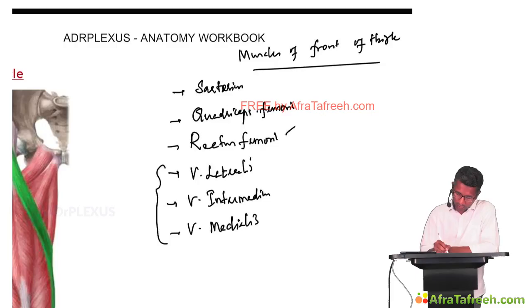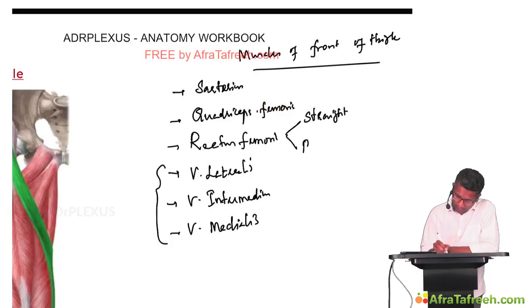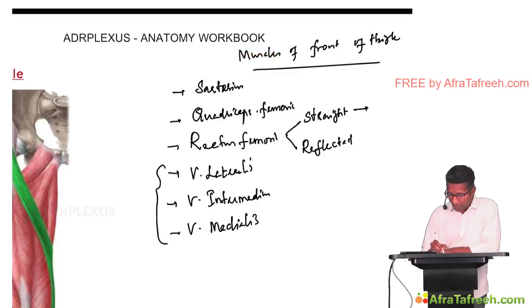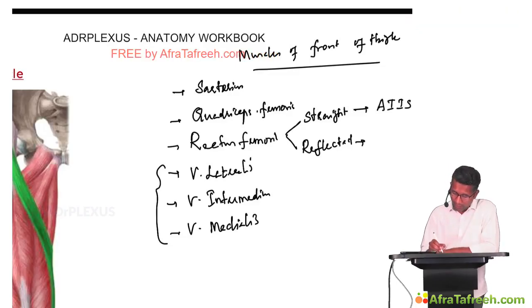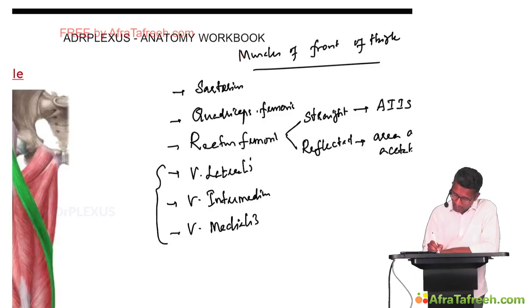Now rectus femoris has got two heads, guys. It has got a straight head, and it has got a reflected head. The straight head arises from the anterior inferior iliac spine. The reflected head arises from an area above the acetabulum.